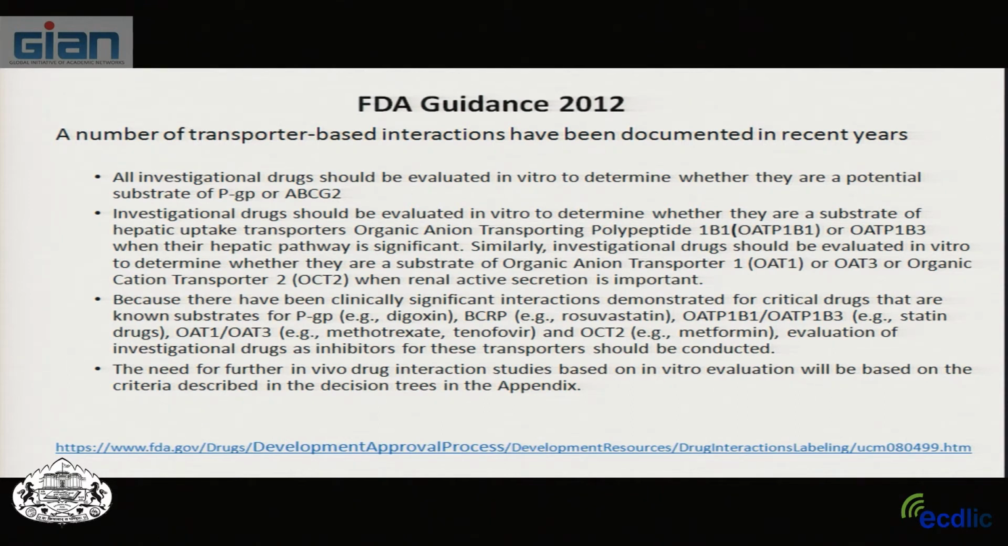Investigational drugs should also be evaluated in vitro to determine whether they are substrates of hepatic uptake transporters like organic anion transporting polypeptide 1B1 or 1B3 when their hepatic pathway is significant. Similarly, they should be evaluated to determine whether they are substrates of OAT1, OAT3, and also organic cation transporters. Most of this information is available at the FDA website. It's freely available. Anybody can access it.